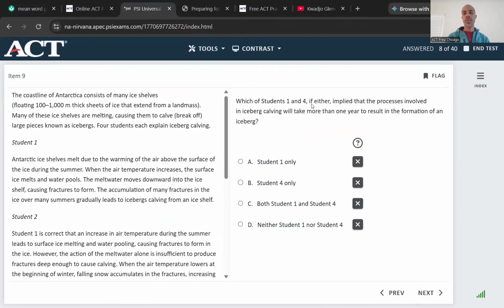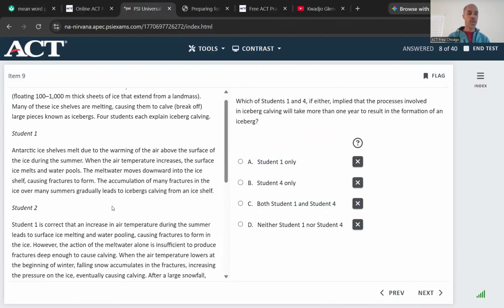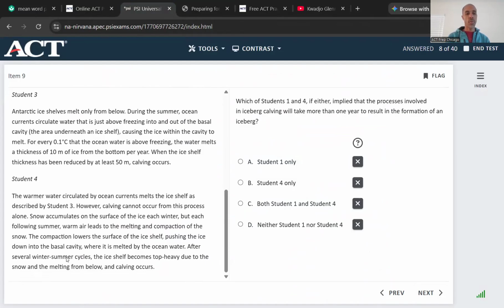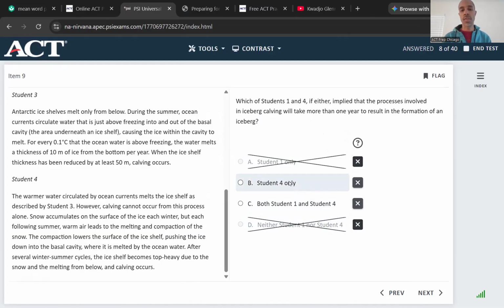Which of students went in for if either implied that the processes involved in iceberg calving would take more than 1 year to result in the information on the iceberg? Well, I know student four said it was to take multiple years. After several winter summer cycles, that's multiple years. A winter summer cycle is 1 year, but several of them, that's multiple years. So we know it's not student one only because student four is included. We know it's not neither student one nor student four because student four did say it.